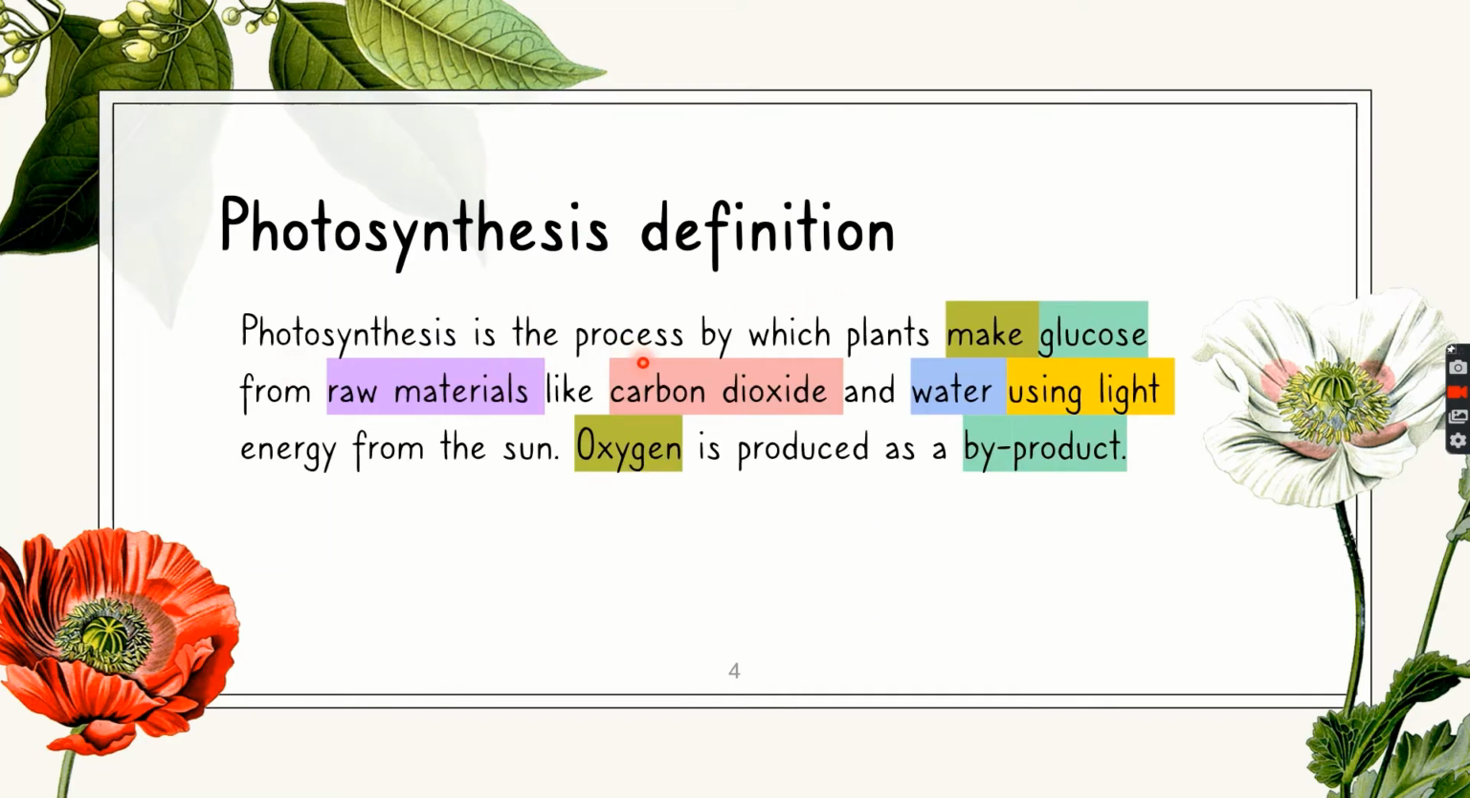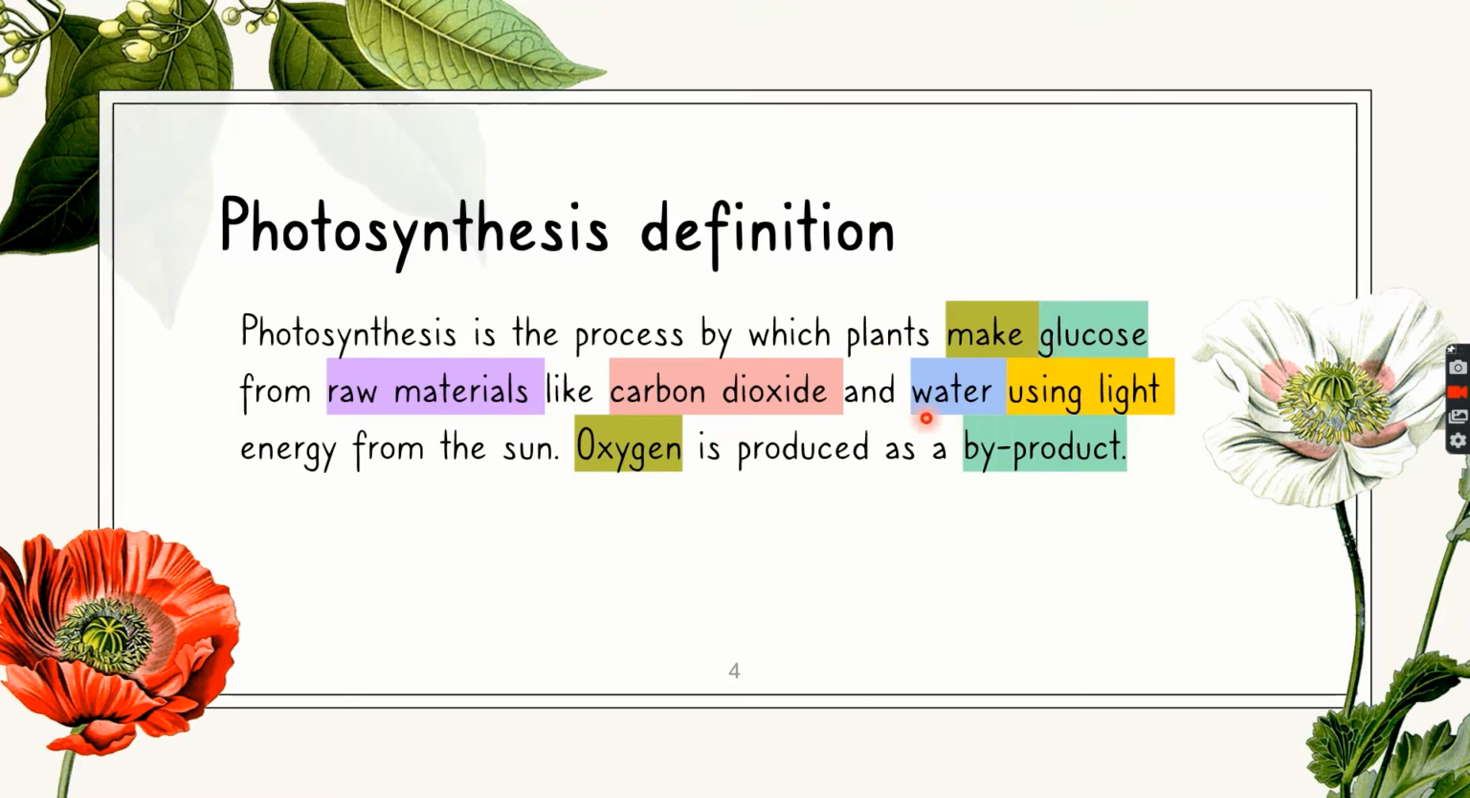Photosynthesis is the process by which plants make glucose, aka their food, from raw materials like carbon dioxide and water, using the conditions light energy from the sun, and oxygen becomes a byproduct. What does raw material mean? Raw material means that they are the compounds or the elements that are used up to make glucose, which is the food.